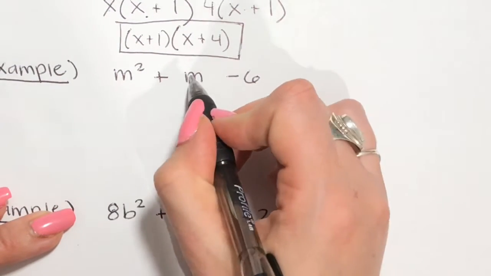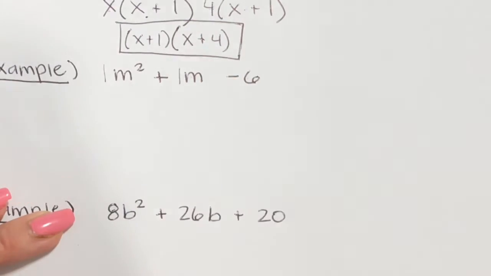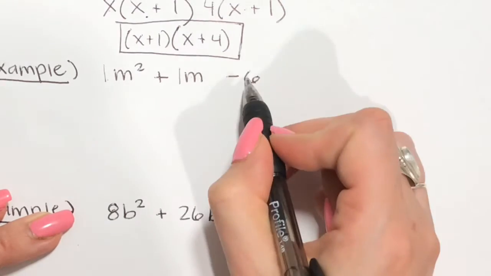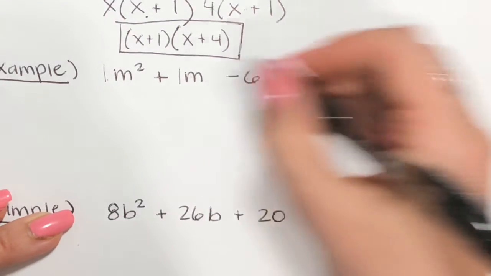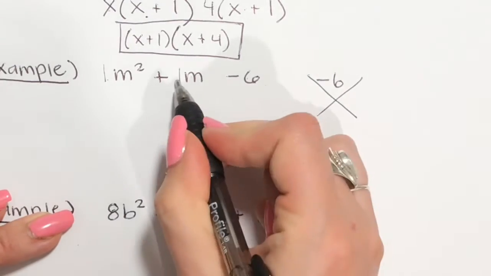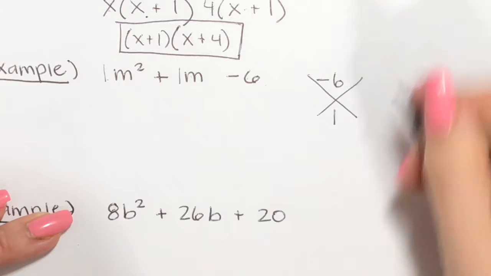We have m squared plus m minus 6. So again, there's a 1 here and a 1 here. We just don't write them. But I'm going to multiply this first number 1 times the number negative 6. So 1 times negative 6 is negative 6. And then that middle number 1 goes down here. So whenever there's a negative, just be careful that you're not getting your signs wrong.